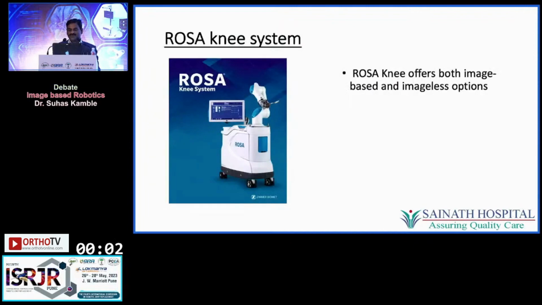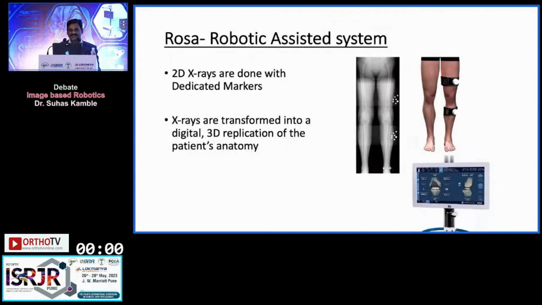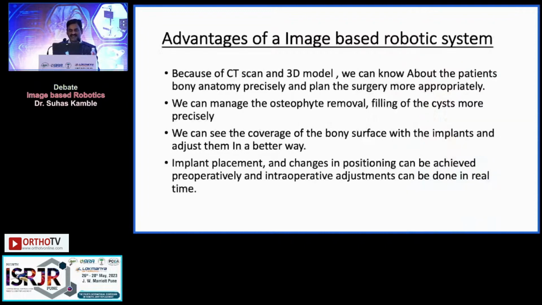ROSA offers both image-based and imageless options, and it uses 2D X-rays with dedicated markers which are then transformed into a digital and 3D replication of the patient's anatomy.